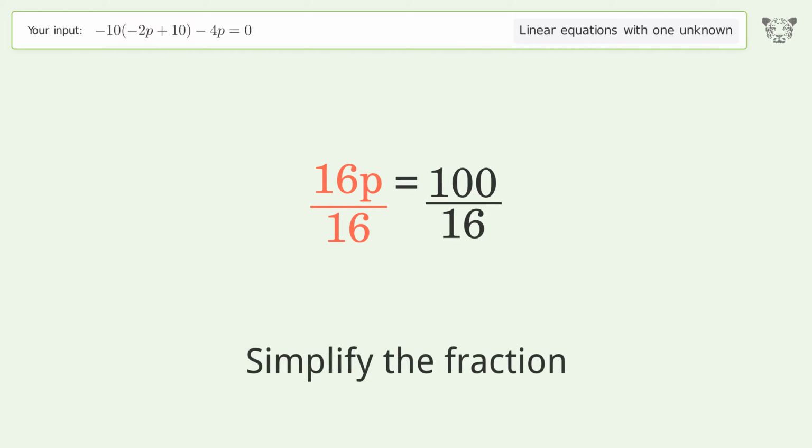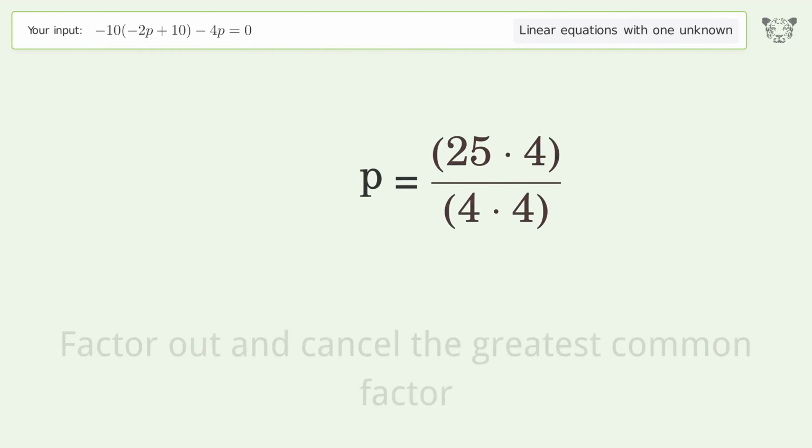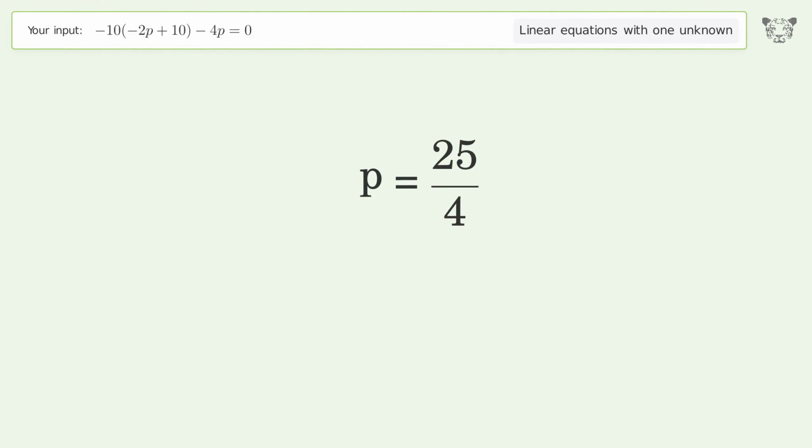Simplify the fraction. Find the greatest common factor of the numerator and denominator. Factor out and cancel the greatest common factor. And so the final result is p equals 25/4.